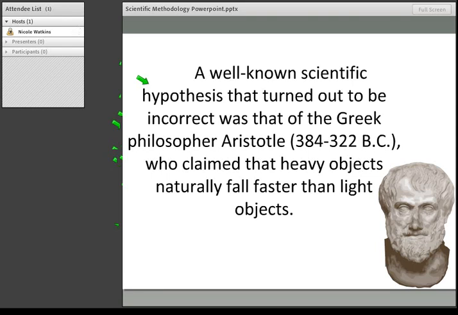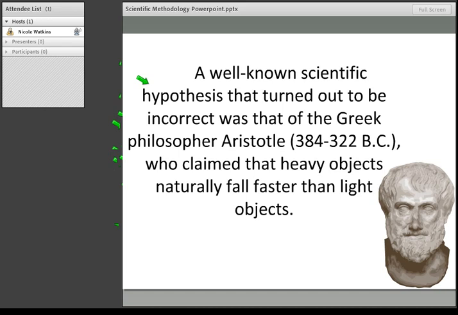So, a well-known scientific hypothesis that turned out to be incorrect was that of the Greek philosopher Aristotle. Aristotle claimed that heavy objects naturally fall faster than light objects. And why did people believe Aristotle? Well, keep in mind what I mentioned earlier on.